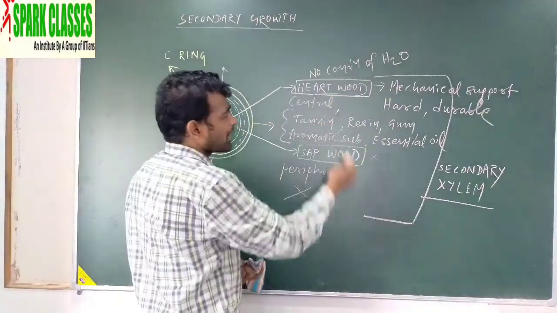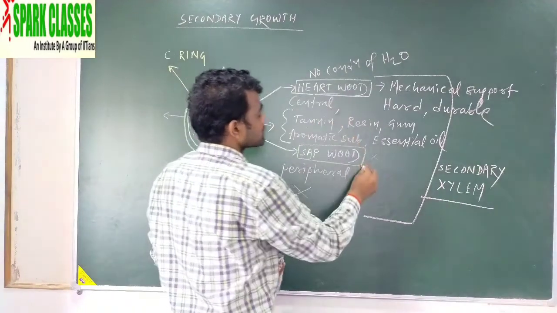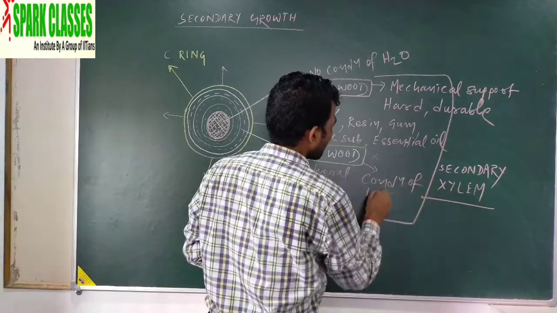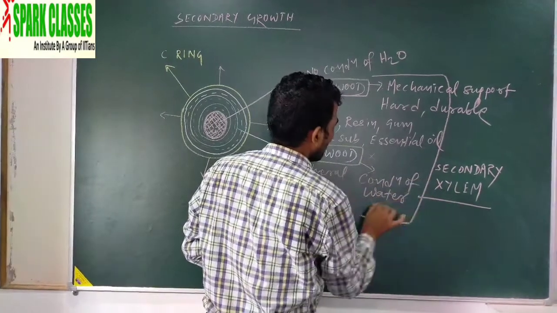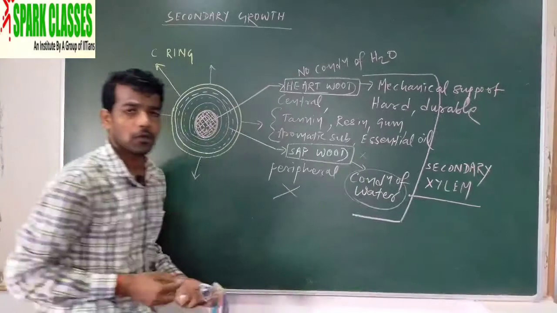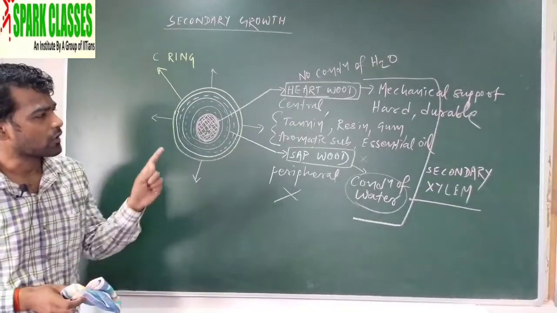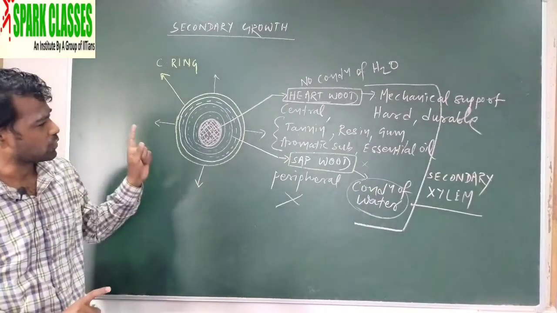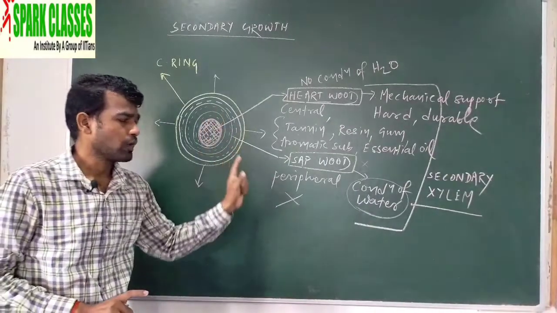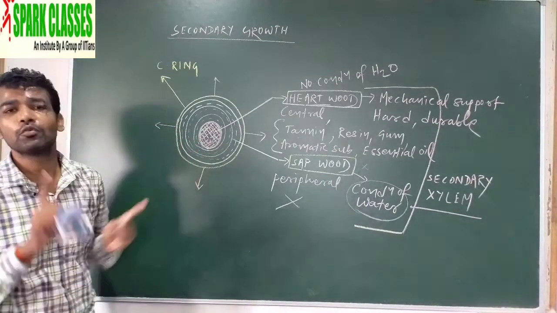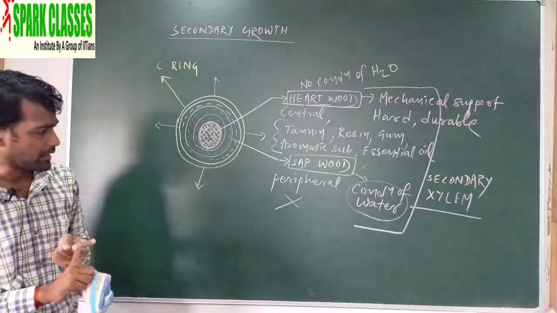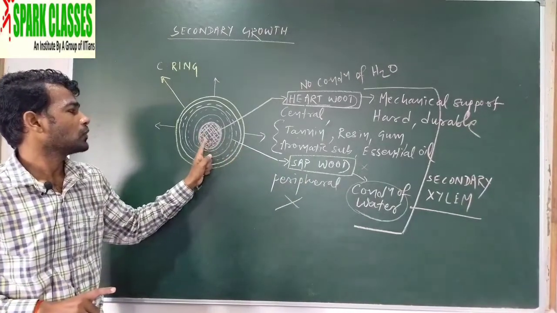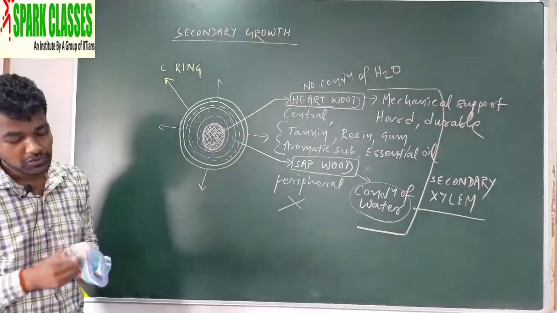Mechanical support is lower as compared to hardwood, but it helps in conduction of water. It helps in conduction of water, very important, conduction of water. So a very frequently asked question: which type of wood helps in conduction of water? After secondary growth is completed, two types of wood are produced, and which type of wood helps in actual conduction of water? That is your sapwood, and it is peripheral in nature. So hardwood and sapwood you have to remember.